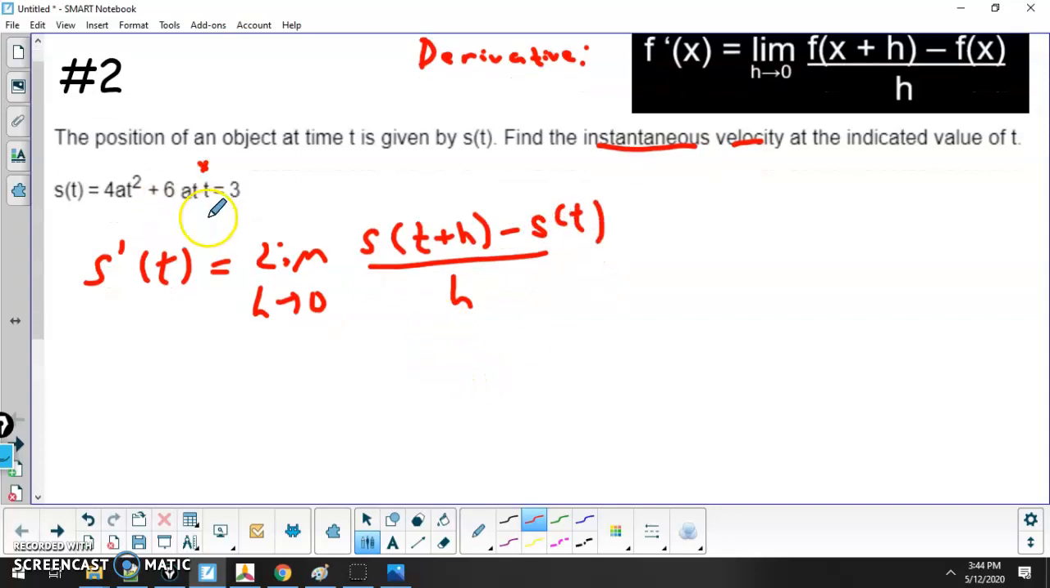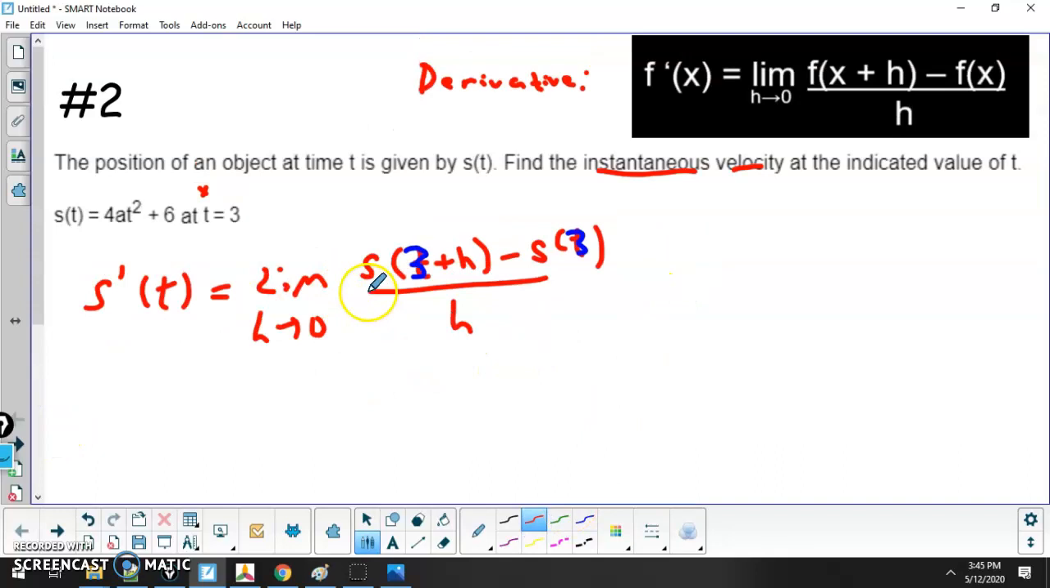Now we know t is equal to 3 here, so if you want to, instead of putting a t in, you could just go ahead and put a 3 in, alright? So I know that's sloppy, but you got the idea there. Okay, so we now need to substitute this 3 plus h in place of the t right here, okay? Because we're doing s of 3 plus h.